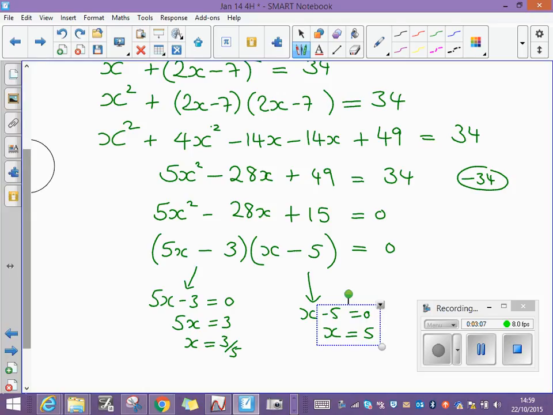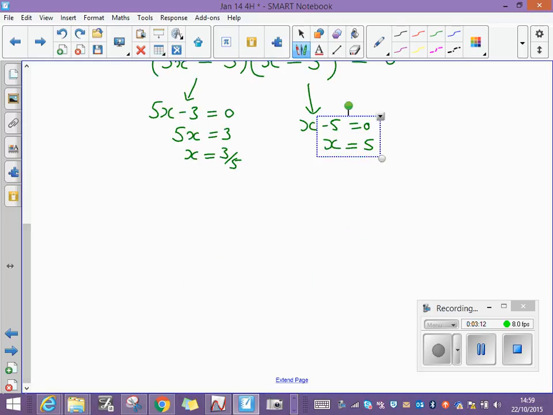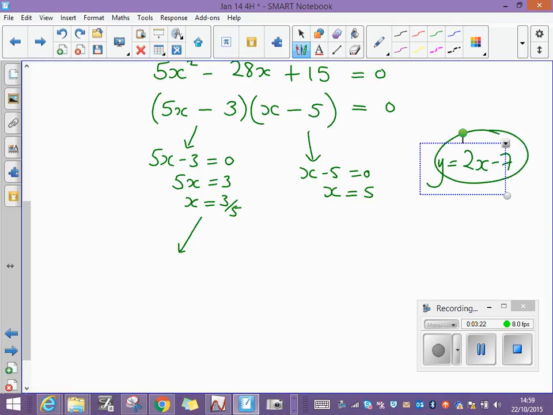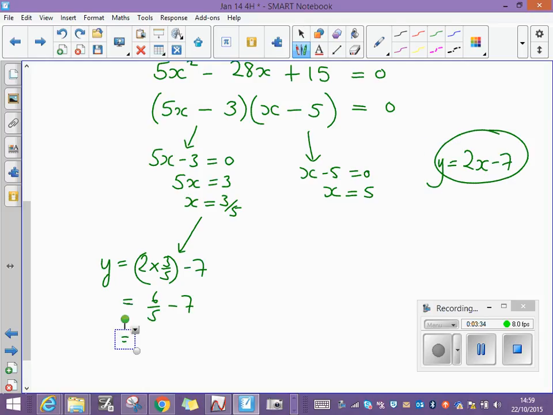Now, your original two equations, don't forget, contained x and y. So I now have to make sure that I find x and y. And the easiest way to do that is to use the little equation where y equals 2x minus 7. So from this one, x is 3/5, y is going to be 2 times 3/5 take away 7. Well, that's 6/5 take away 7. Or if you like, 1 and 1/5 take away 7, and I can see that that's going to be minus 5 and 4/5.